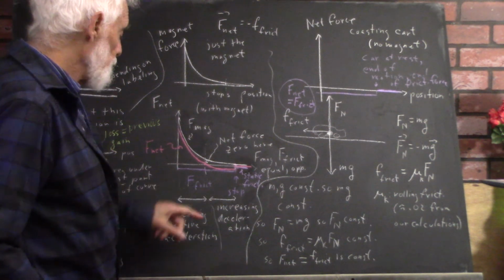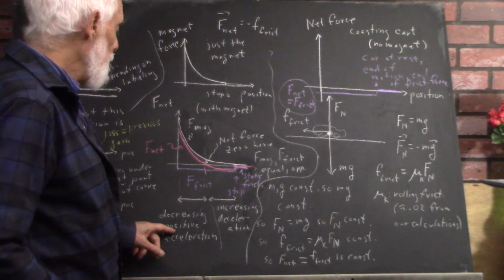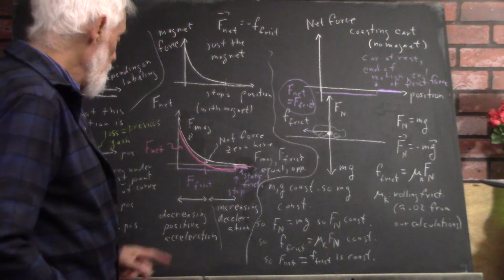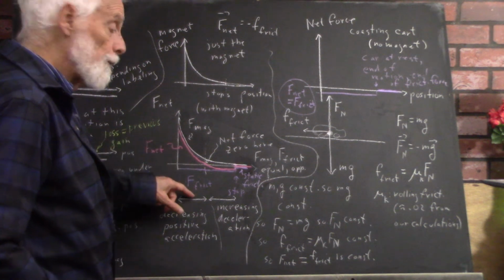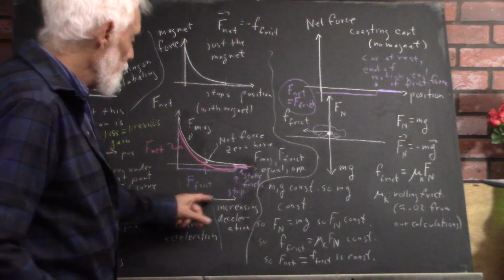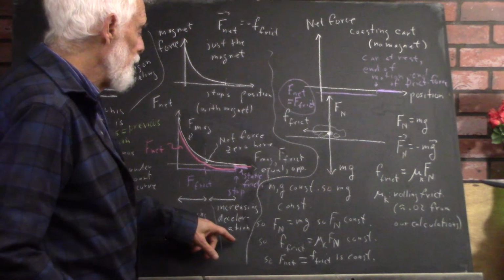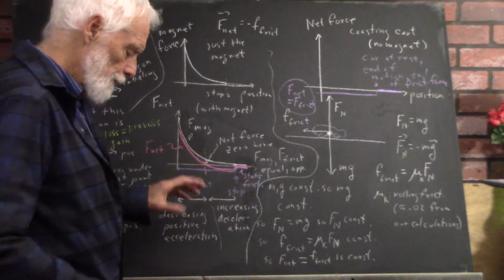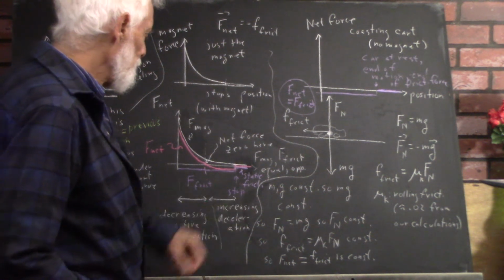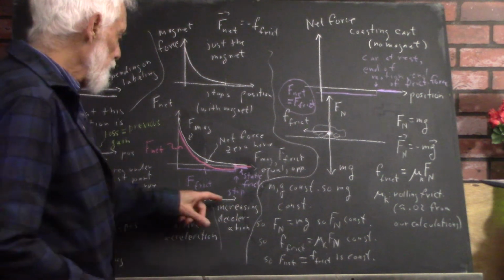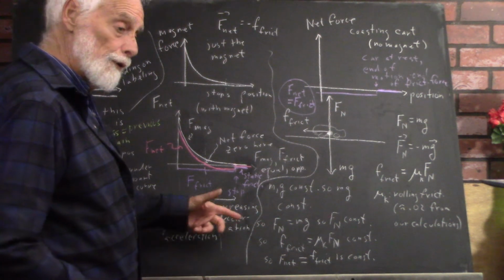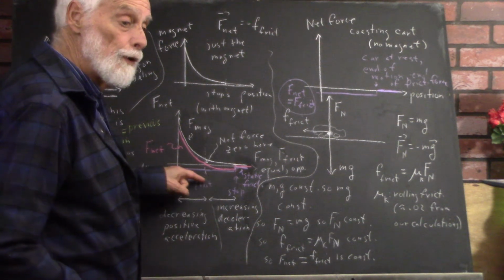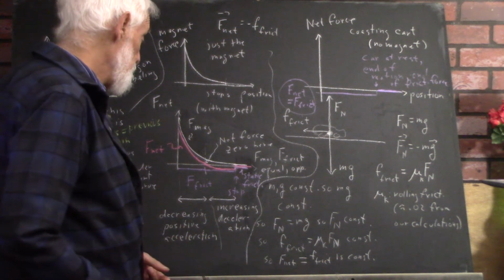So when the net force is positive, you have a decreasing positive acceleration. Decreasing because the magnetic force is decreasing, but positive because the magnetic force is greater than the frictional force. On this regime, you have an increasing deceleration. I don't like the word deceleration, I like negative acceleration, but in this case I think deceleration is probably a better word. So you have an increasing deceleration because why? Because the magnetic force is decreasing, but the frictional force of the rolling friction is not decreasing.